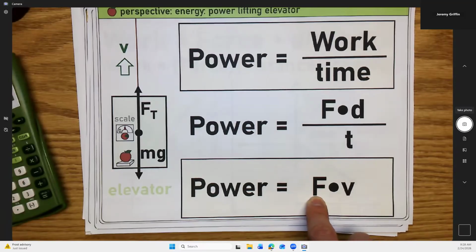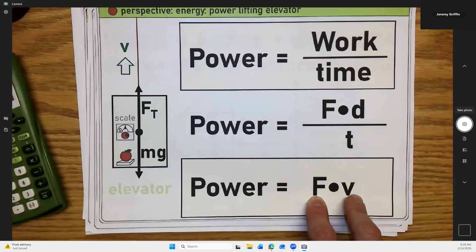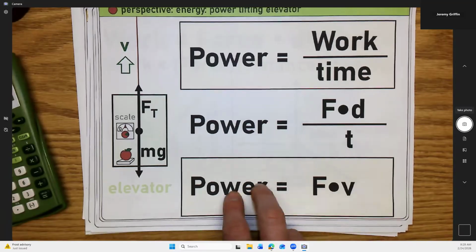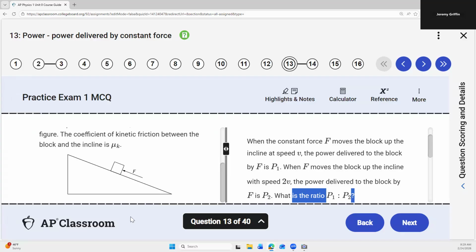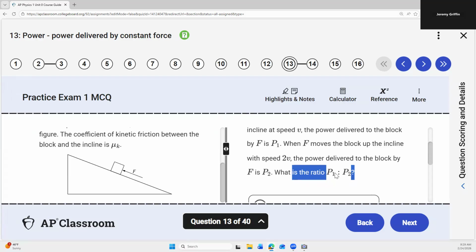But guys, if we're leaving the force the same but doubling the speed as a result, what happens to the power? It also gets doubled. You guys see that? And you have to know what you're looking at right there to be able to answer this quickly. You get about 2 minutes per question.